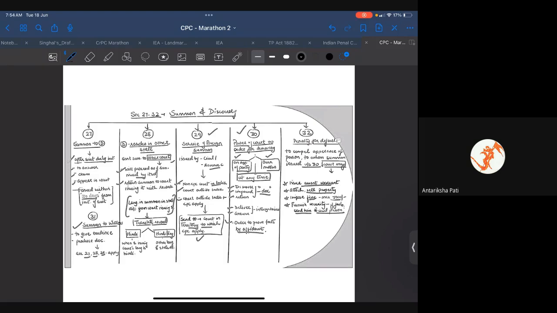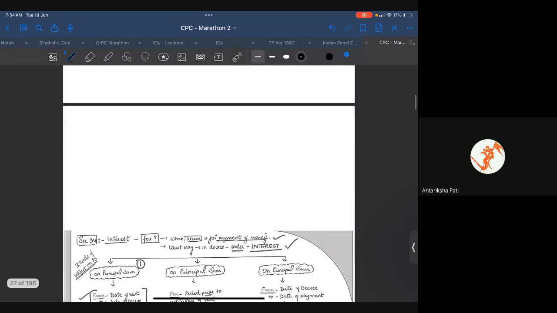If a summons is issued and he is not coming, then in that case arrest warrant, attachment, sale of property, or imposition of a fine of maximum 5,000, or furnishing security, all of these can be done.